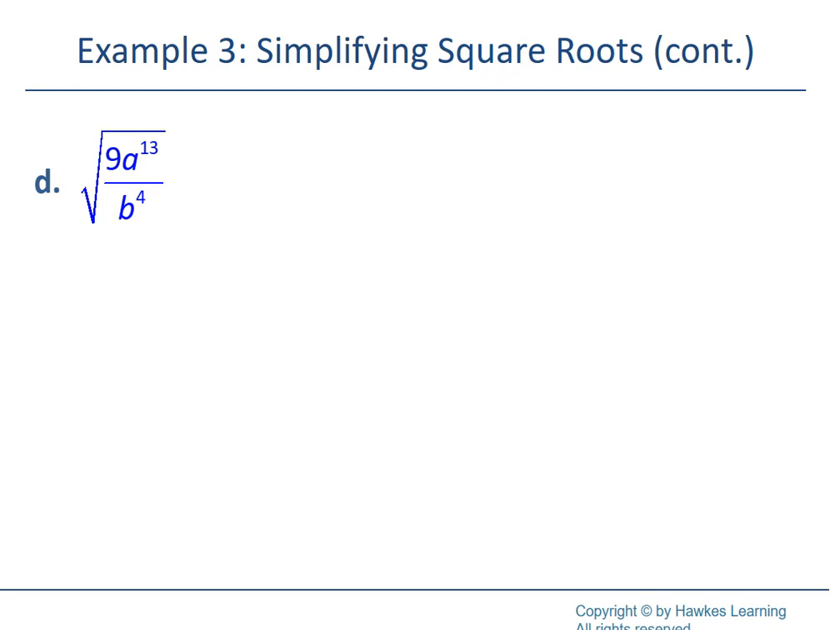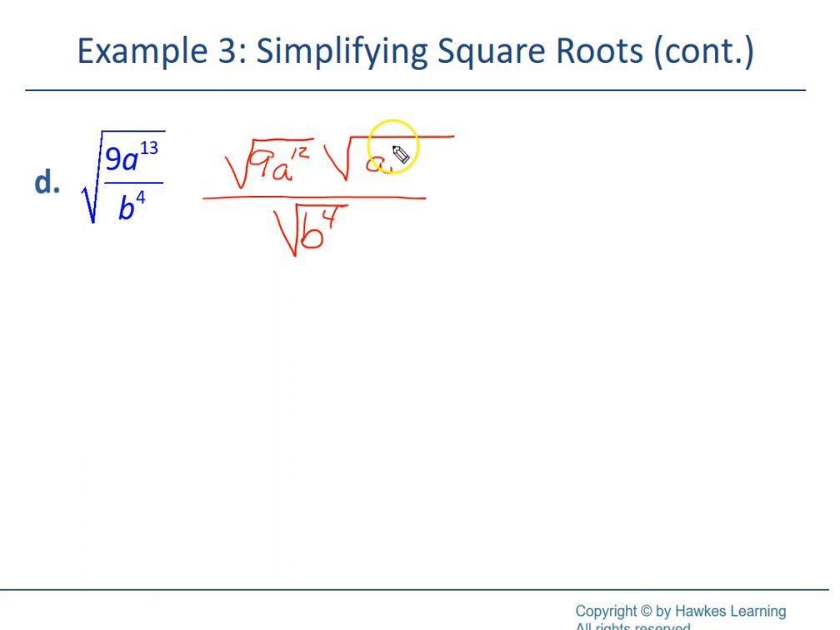Okay, now for something like this, and some of this you could do mentally, but we'll write it out for you. So for the top, I want to put all the perfect squares under one radical sign. And that is 9a, the closest even power is 12. And then there's an a left over.